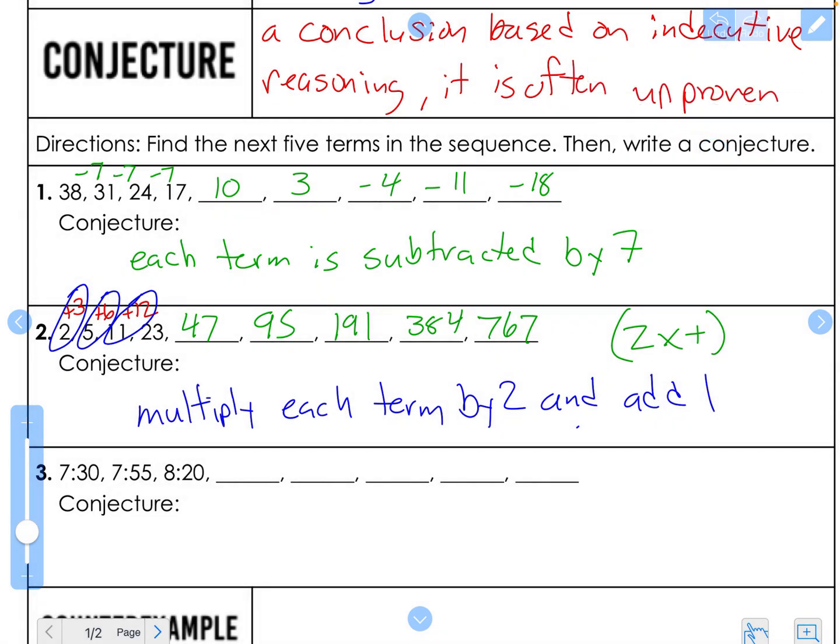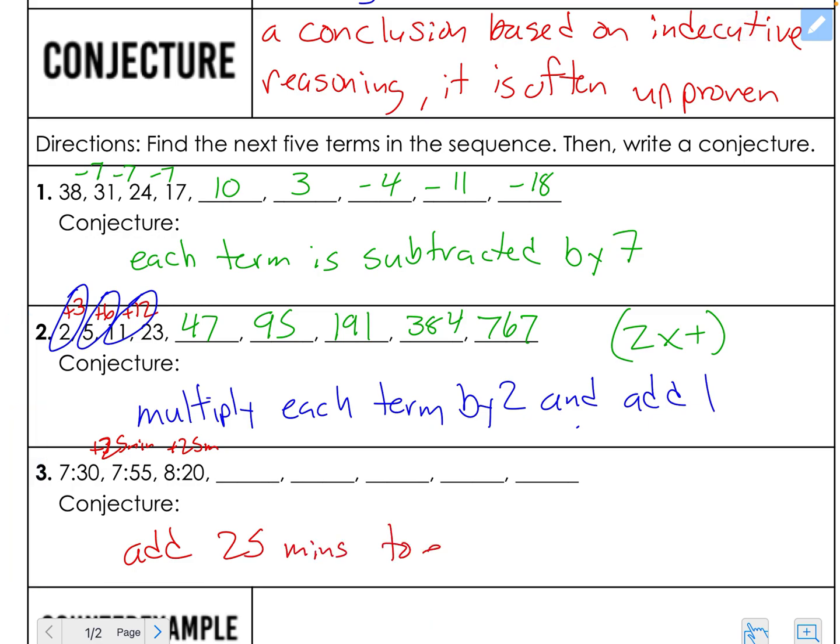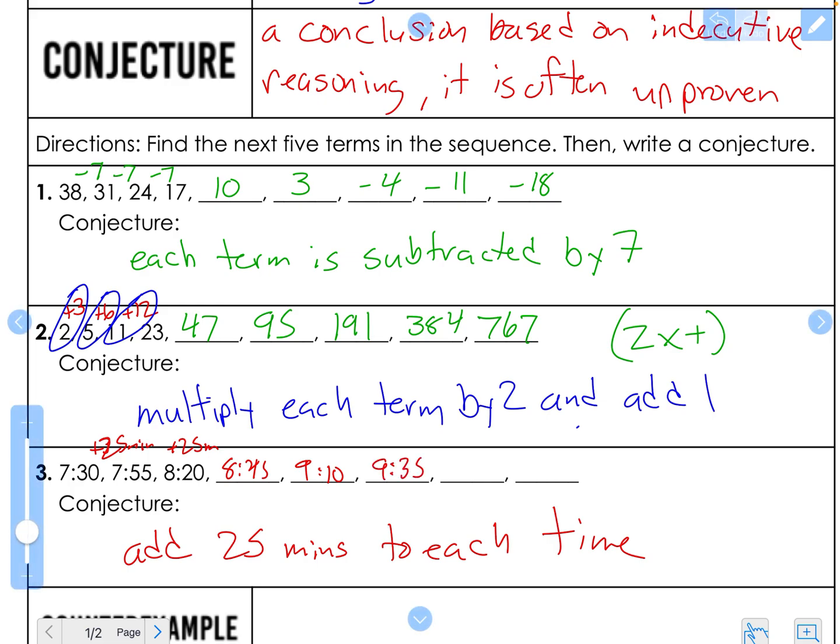On our next pattern, I noticed that it's written as time, so this is going to be dealing with time. 8:30 to 8:55 is 25 minutes. 8:55 to 9:20 is also plus 25 minutes. So my conjecture is that we're going to add 25 minutes to each time. So we're going to end up with 9:45, 10:10, 10:35, 11 o'clock, and then finally 11:25.